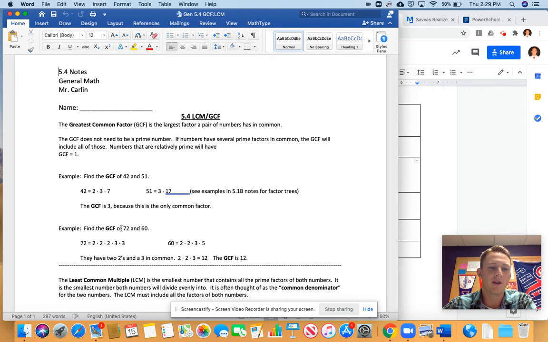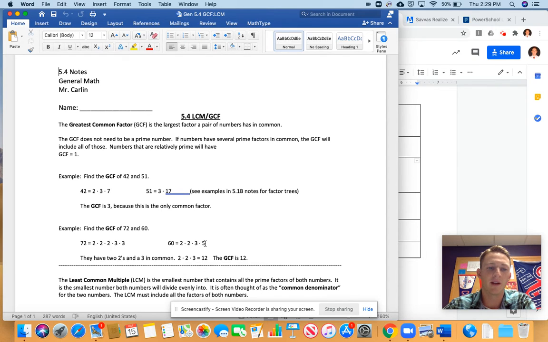Right here, we want to find the GCF of 72 and 60. Well, 72 breaks down into 2 times 2 times 2 times 3 times 3. We would get that from a factor tree. And 60 breaks down into 2 times 2 times 3 times 5.